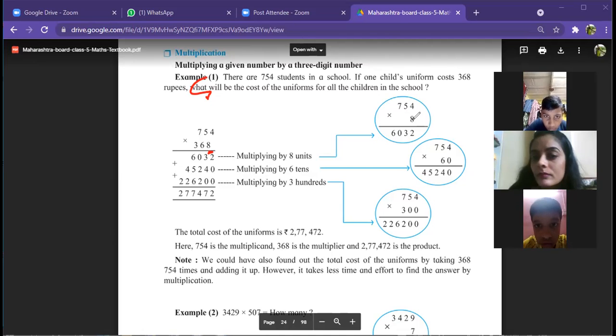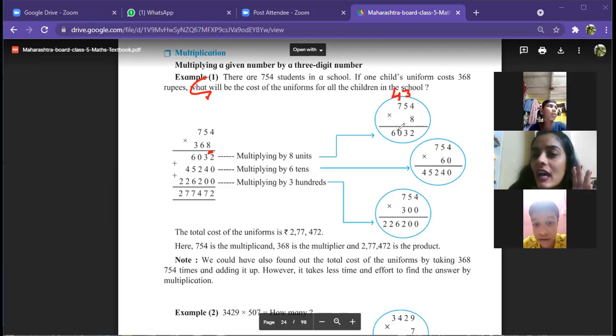So 32. 8 fours are 32. So 2 we are writing here and 3 we are carrying forward, right? Then 8 fives are 40. Very good, dear. 8 fives are 40. 40 plus 3, 43. What is left? 4. Then 4 will be carry forward.